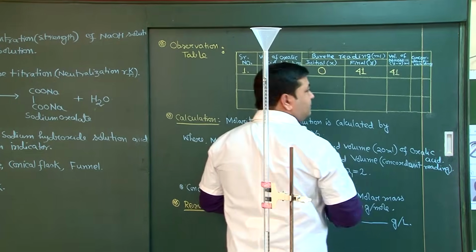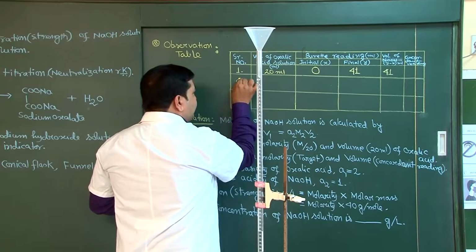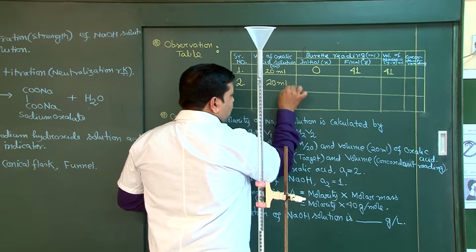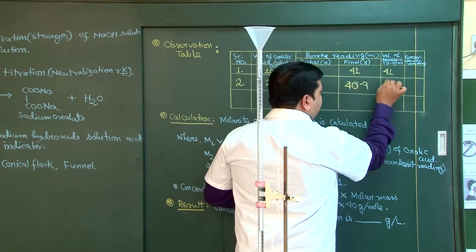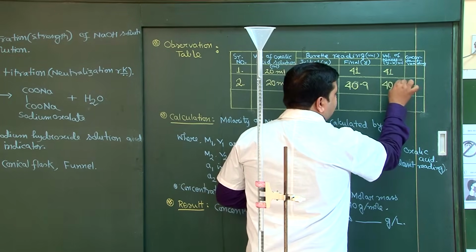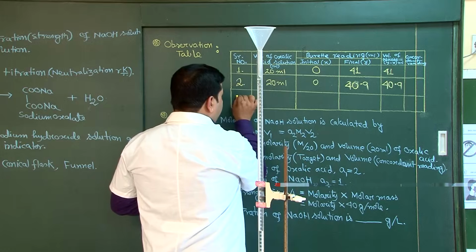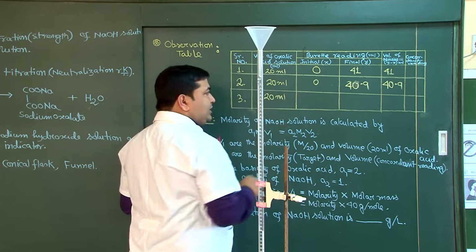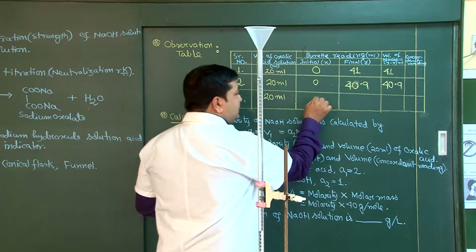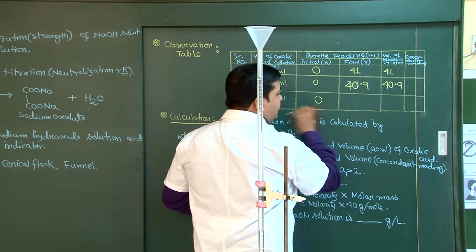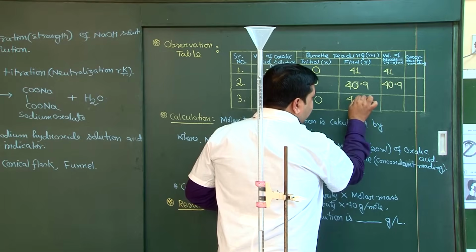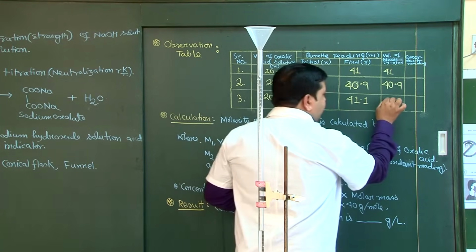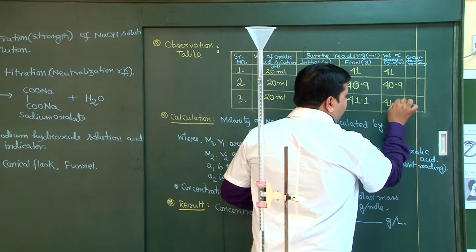41 ml. Similarly, if we repeat this, then for the other titration you can see the value is 40.9. And for the third observation also, the volume of oxalic acid is 20 ml, the initial value is 0, and the final value, again you can see, is 40.1. That means the difference is 40.1.